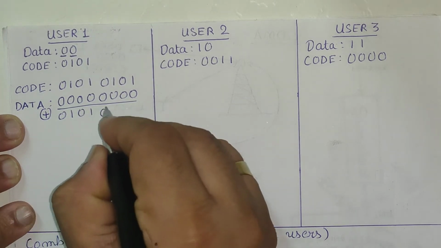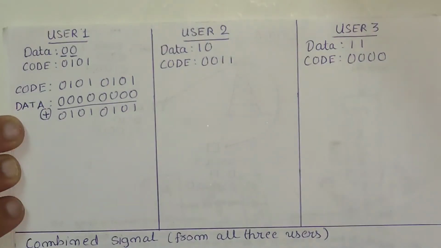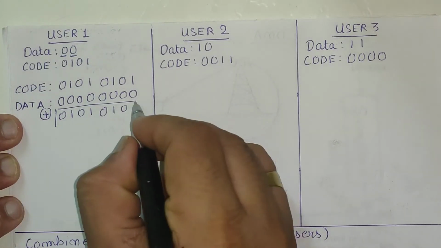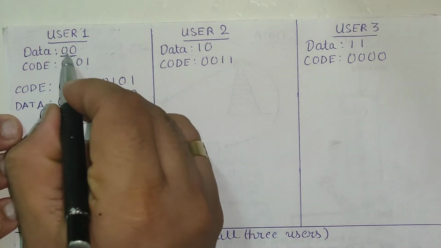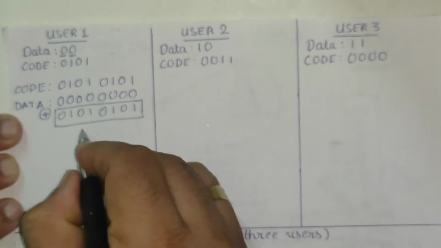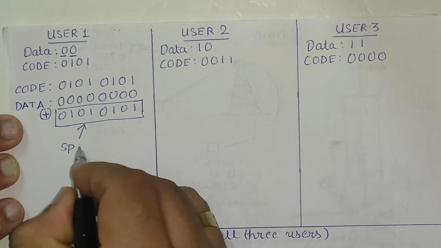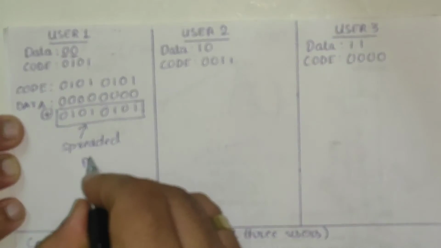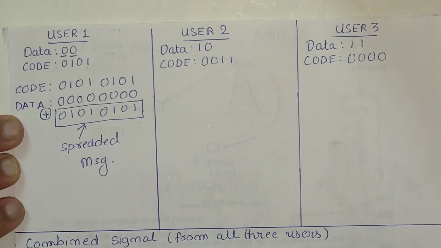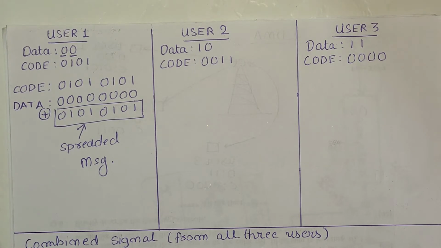0101 0101. So this is what we are going to send from user 1 as a spreaded message. This is the message which has been spread. Now we are converting this 2-bit original message to the spreaded message. So we are calling this a spreaded message. Fine. And we want to send this spreaded message with some other users.